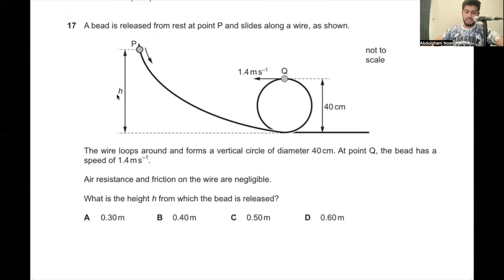Question 17 says a bead is released from rest at point P and slides along a wire as shown. The wire loops around and forms a vertical circle of diameter 4 centimeter at point Q. The bead has a speed of 1.4 meters per second. Air resistance and friction on the wire are negligible. What is the height h from which the bead is released? This is a simple question on conservation of energy. In conservation of energy, energy is conserved from one point and converted into another.